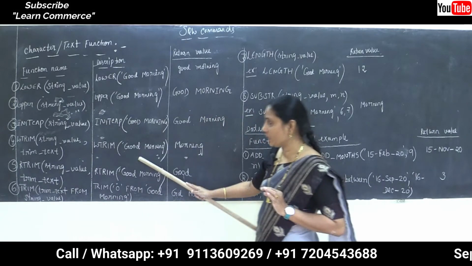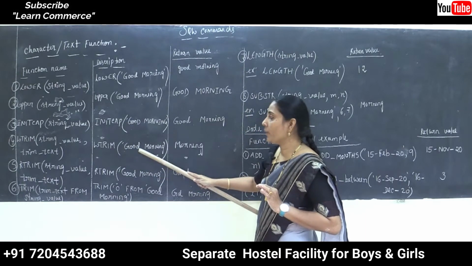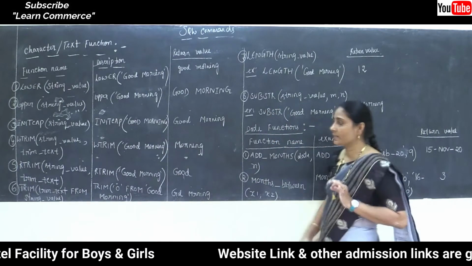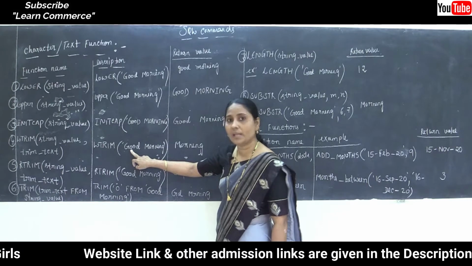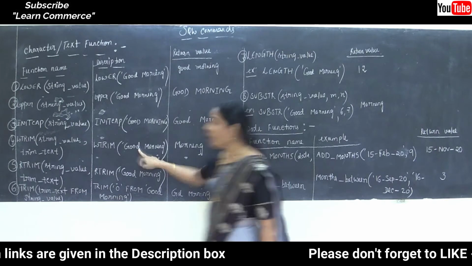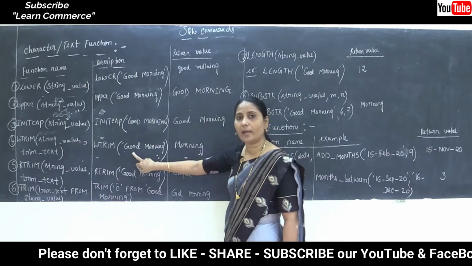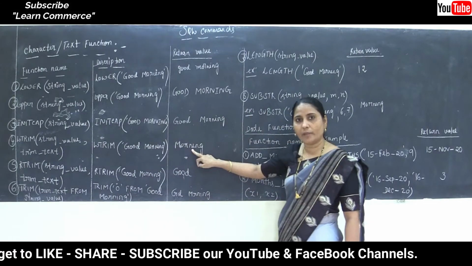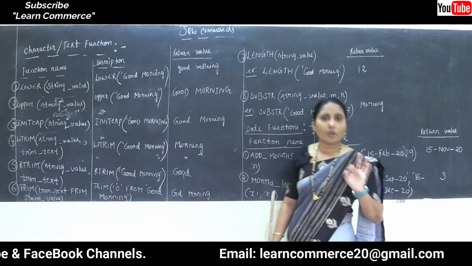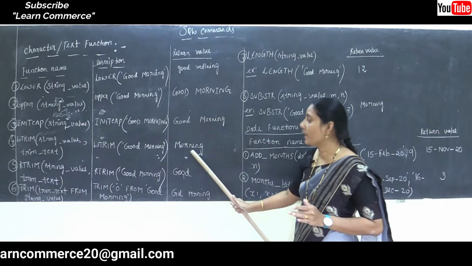How are we using the example? The example is LTRIM, opening parenthesis, opening single quote, good morning, closing single quote, closing parenthesis. So 'good' comes on the left side and 'morning' on the right side. It is going to trim the left side value. In the left side, the value is 'good', so the returned value we will get is 'morning'. Clear on this one? Because 'good' is trimmed, the return value will be 'morning' here.